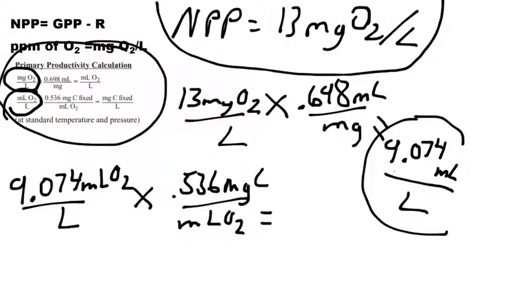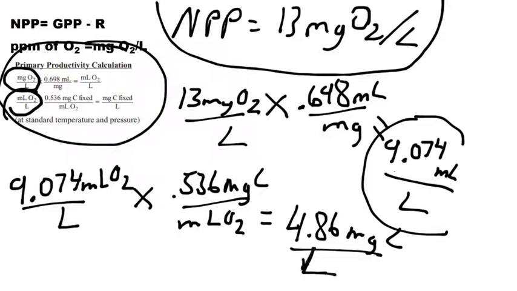And what that's going to do is convert, using the balanced equation for photosynthesis, the amount of oxygen released by photosynthesis over to how much carbon was actually assimilated or used to build sugars and other organic molecules in the plants. So when we multiply that through, 9.074 times 0.536, we end up with 4.86. And that is milligrams of carbon fixed per liter of water. That's the answer we were looking for.